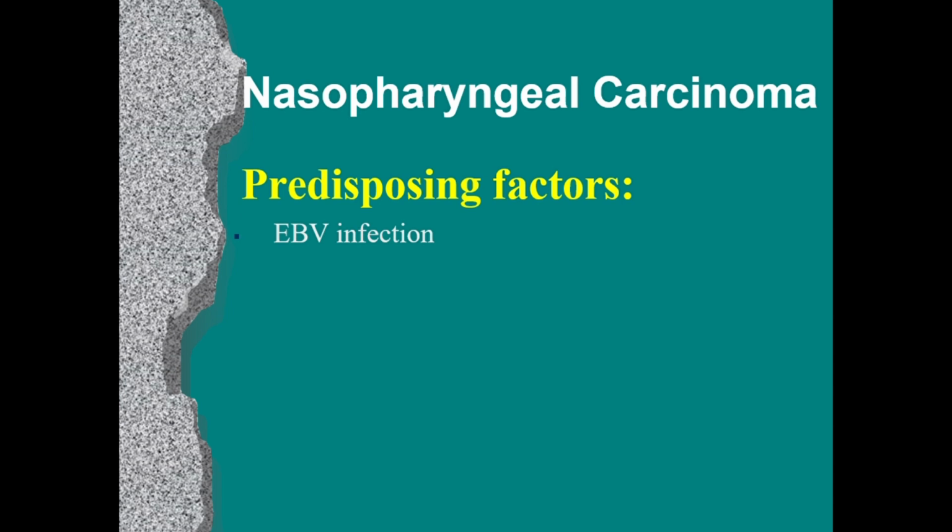So the next point, the predisposing factors. Number 1, Epstein-Barr virus is a viral infection that makes the patient more predisposed to develop nasopharyngeal carcinoma. Epstein-Barr virus also causes infectious mononucleosis. This is one of the differential diagnoses of tonsillitis.